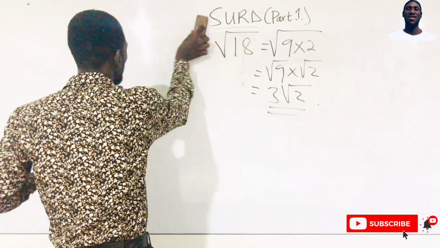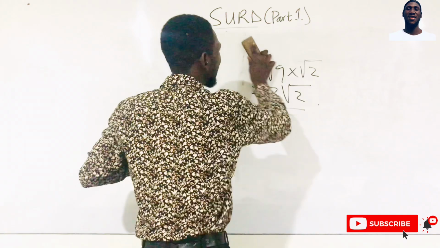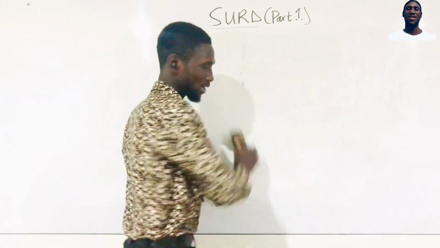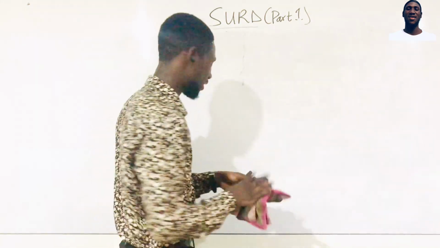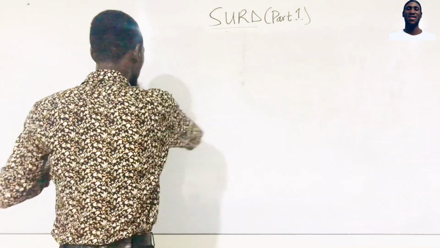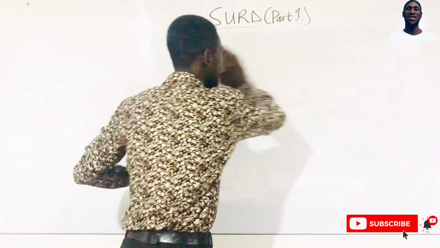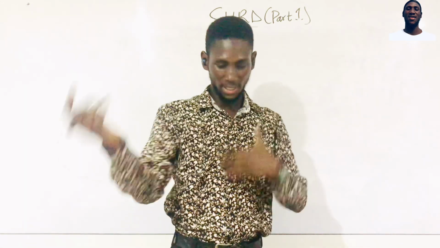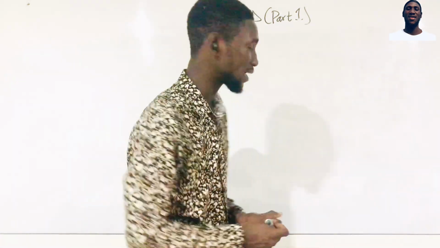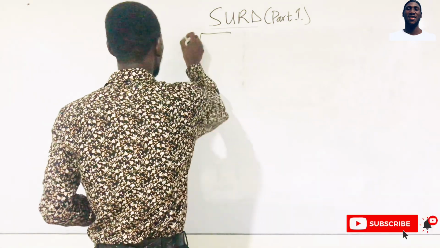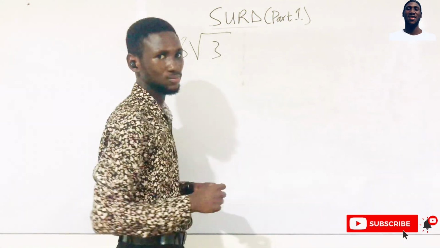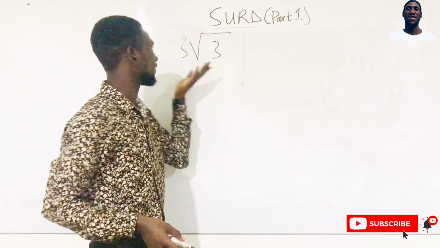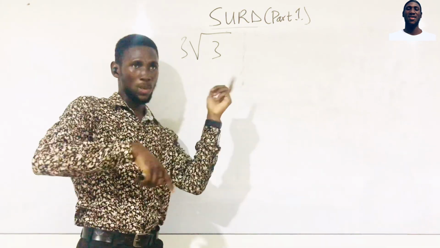Now, I love to work my way back. So let me show you what I mean by working my way back. I'll give you the simplified set. Then we'll try and see what root gave us that set. So let's look at, if I have 3 root 3, what gave us 3 root 3? So we are working our way back.